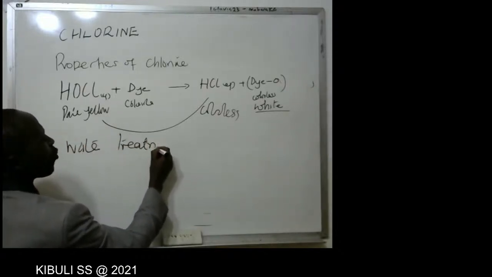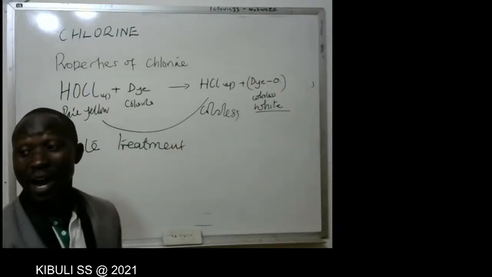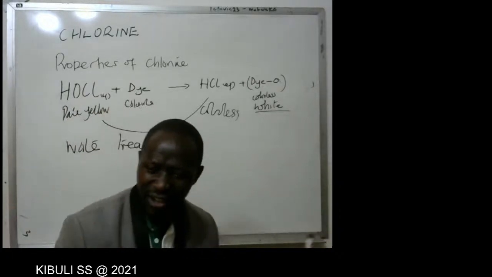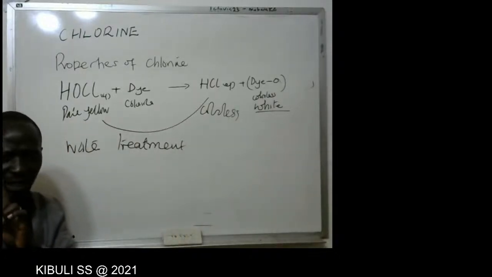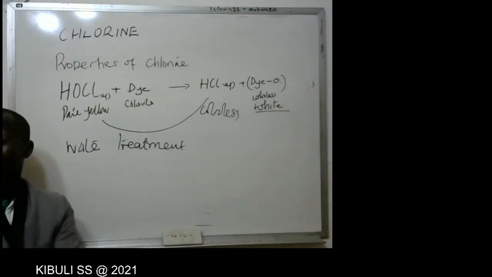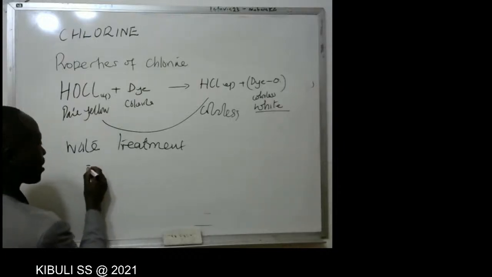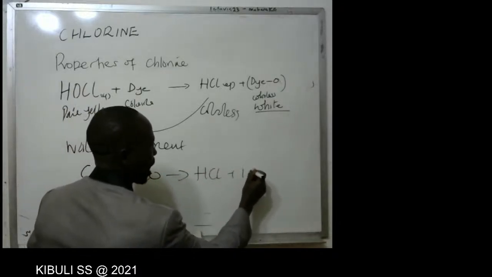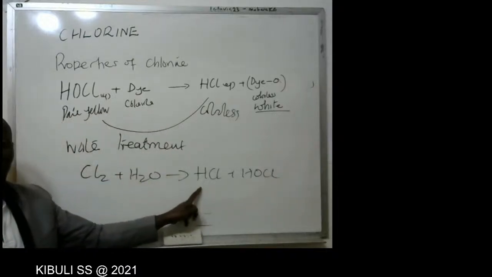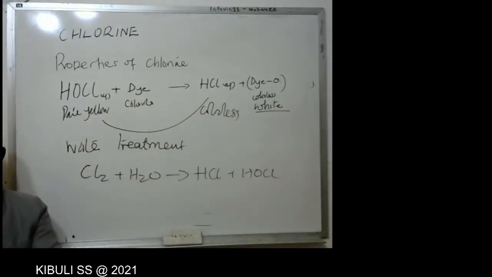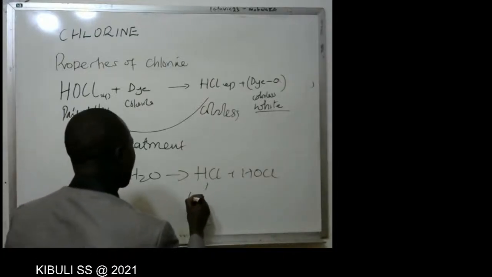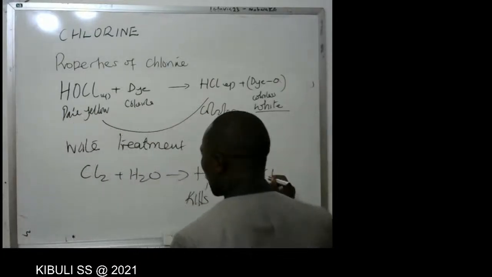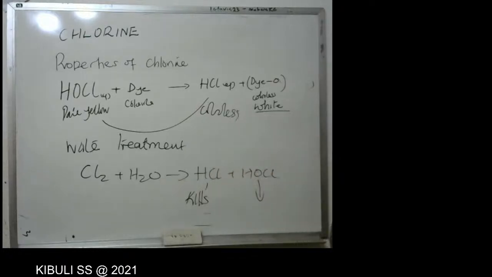What happens? Water that we use is contaminated with so many germs, with so many colors due to soil and so on. So what happens during water treatment? Chlorine is dissolved in water. And therefore the chlorine produces what? What did we agree? Chlorine plus water, what does it give us? Hydrochloric acid and hypochlorous acid. Hydrochloric acid kills the germs in water. What about this one? Hypochlorous acid bleaches water. What does it mean? It removes color in water and removes bad smell in water.